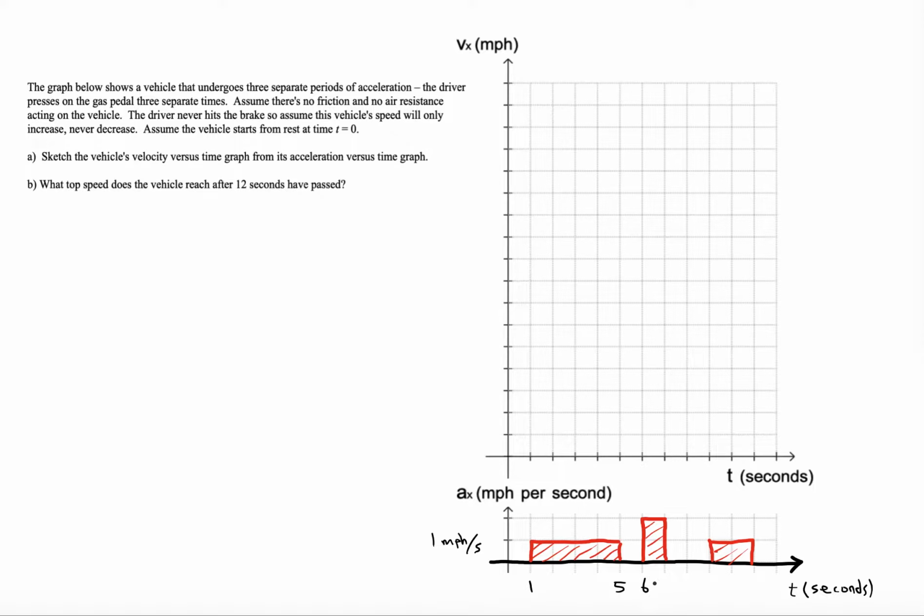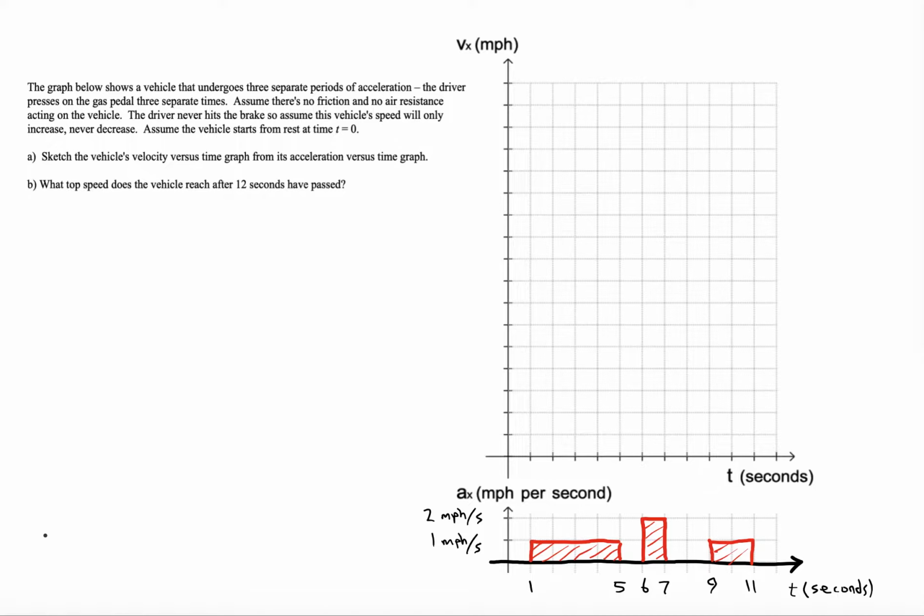And then from t equals 6 to t equals 7, they hit the gas a little harder there, stronger acceleration, 2 miles per hour per second. And then from t equals 9 to t equals 11, they hit the gas again. We want to show how the car's velocity changes with time, though. All right, so what we have here is a piecewise defined function.